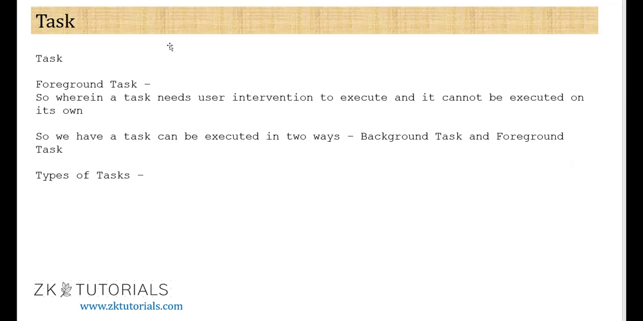Whenever a task is executed automatically, it is a background task. But when a user is needed, whenever a user executes and performs some actions, that is my foreground task. So guys, in today's session, let's discuss the types of tasks.